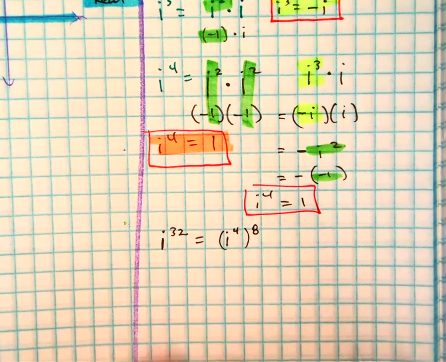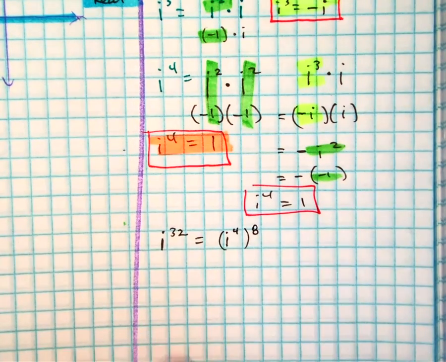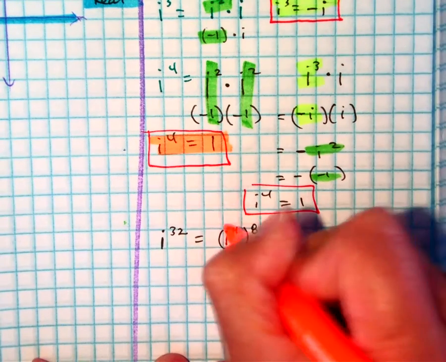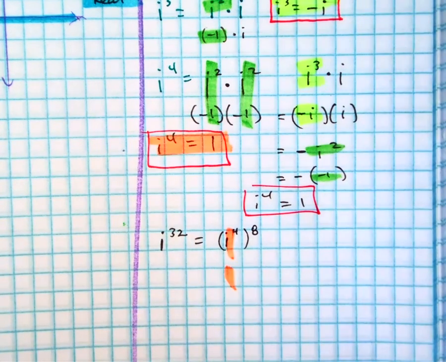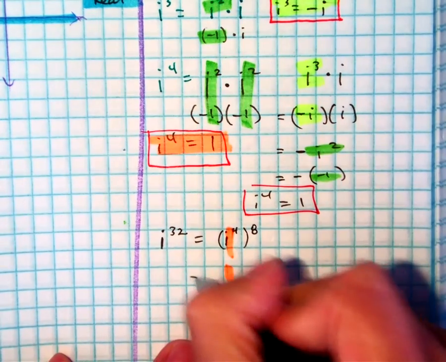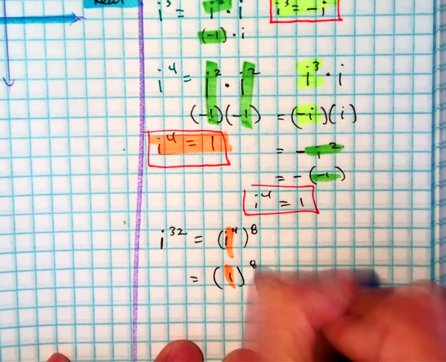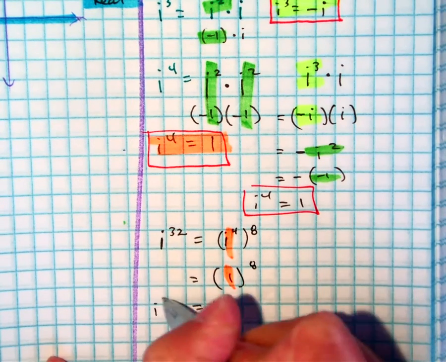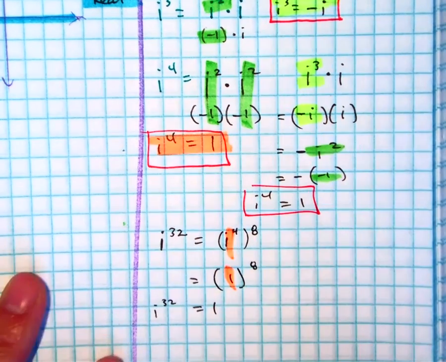Why did I do that? Because i to the fourth power equals 1. And 1 to the 8th power is 1. So i to the 32nd power equals 1. Raise your hand if you got that.